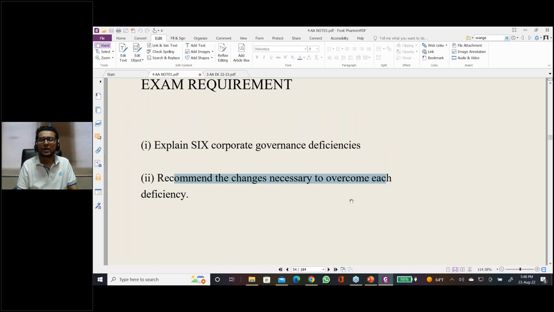So same old story, you need to identify the corporate governance deficiency, and then you have to explain what negative impact it could have within the company and what actions could be taken in order to overcome that corporate governance deficiency.